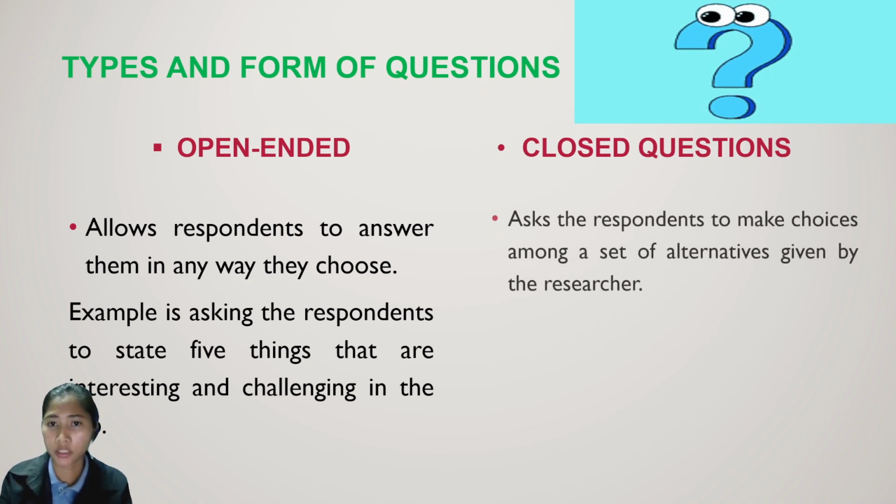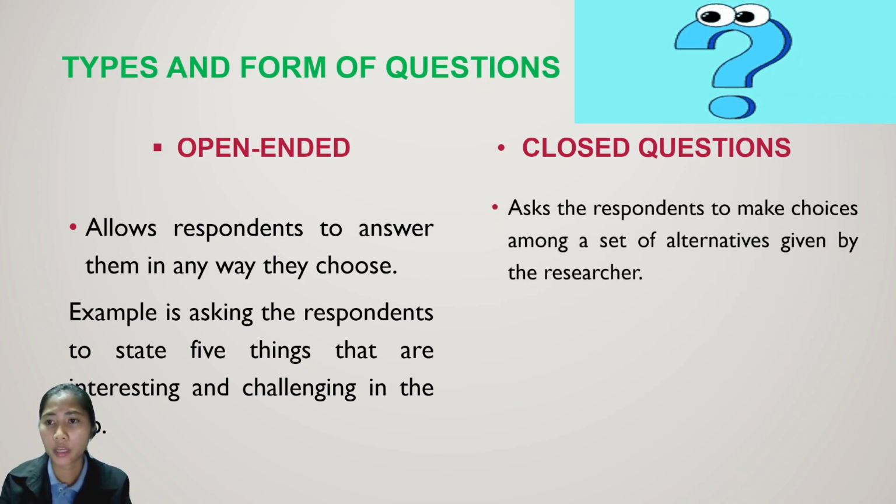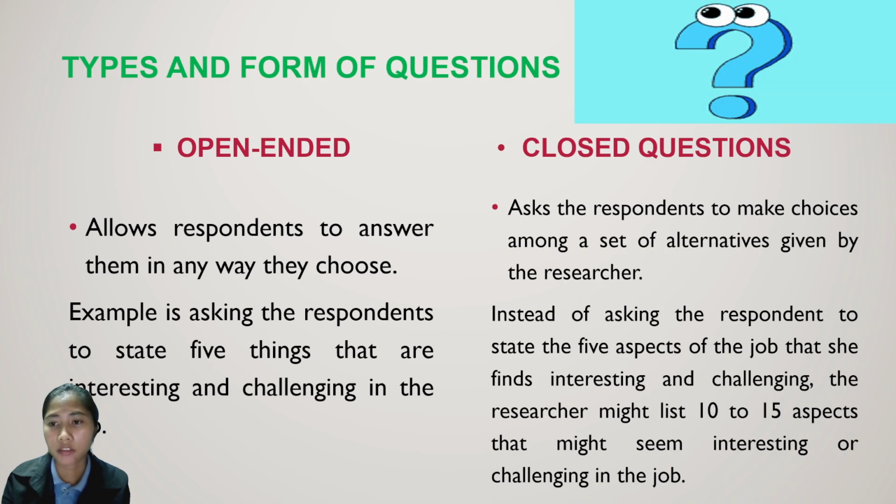While closed questions ask the respondents to make choices among a set of alternatives given by the researcher. Instead of asking the respondent to state the five aspects of the job that she finds interesting and challenging, the researcher might list 10 to 15 aspects that might seem interesting or challenging in the job.